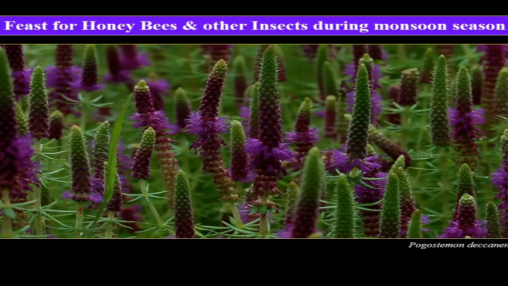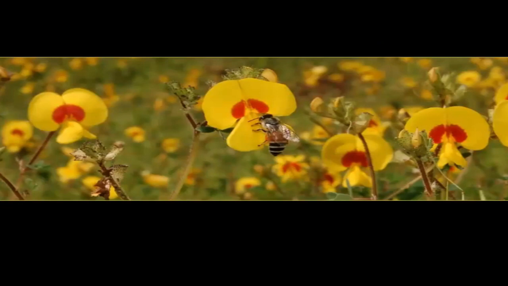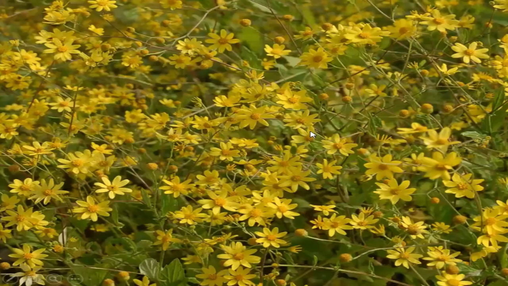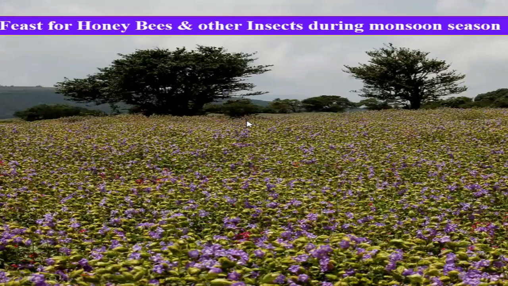This is Smithia. This portion is acting as a launching site for these bees. This is Senecio, endemic, a sunflower type. But it is actually a combination of flowers. Many flowers are there, ray florets, and at the center, disc florets are there. Likewise, this particular habitat is acting as a party or feast for the insects. So many insects, butterflies, bees, they go and enjoy collecting the maximum amount of nectar.